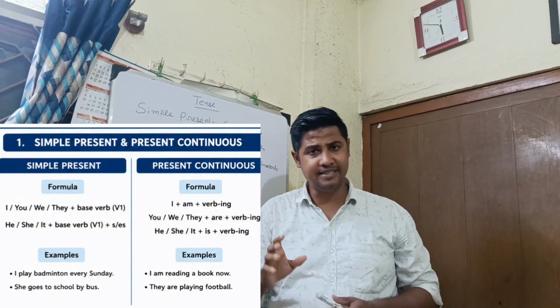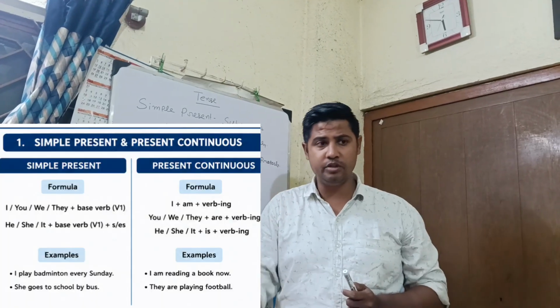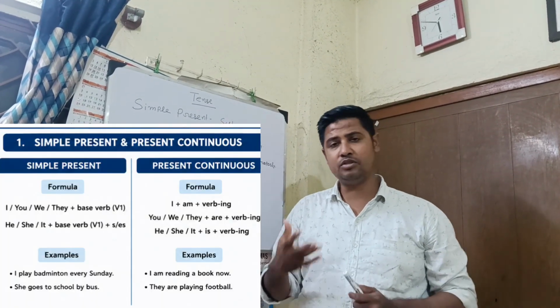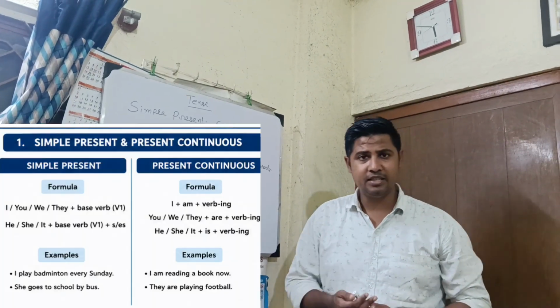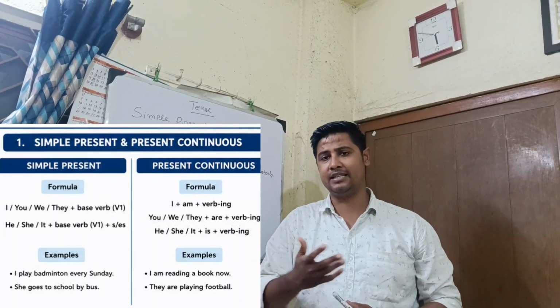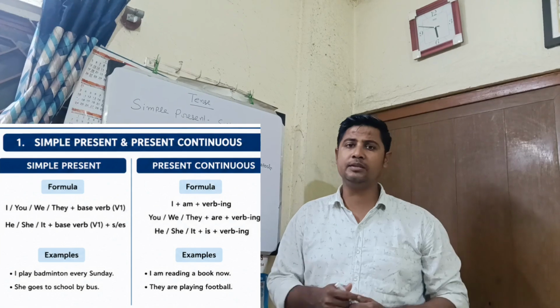We use simple present tense. This is the formula. Now understand when to use simple present tense. When we talk about something that happens almost regularly, or that is someone's habit or a natural truth, like universal truth, for that we use simple present tense.